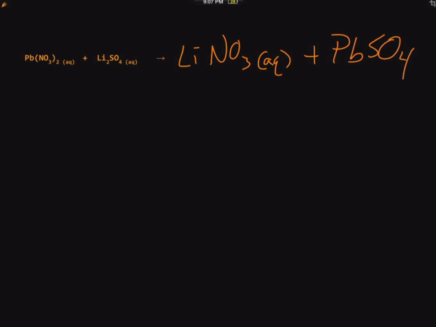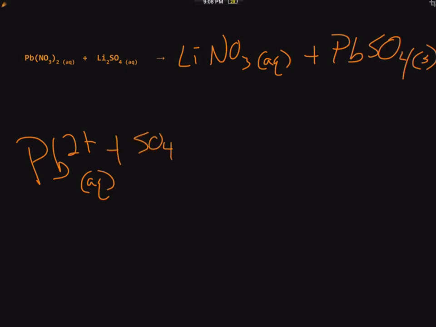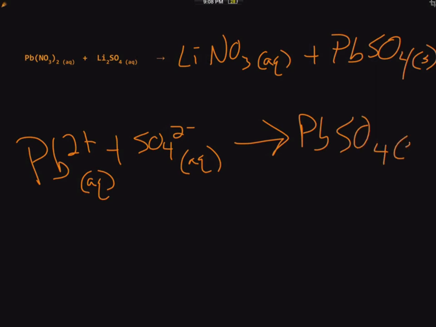Some sulfate compounds are soluble, but one of the exceptions is the lead 2 ion, which is what we have here, so that's going to be a precipitate, which means that our net ionic equation is Pb2+ aqueous plus SO4 2- aqueous produces PbSO4, solid.